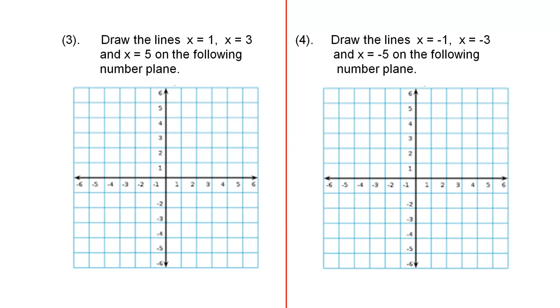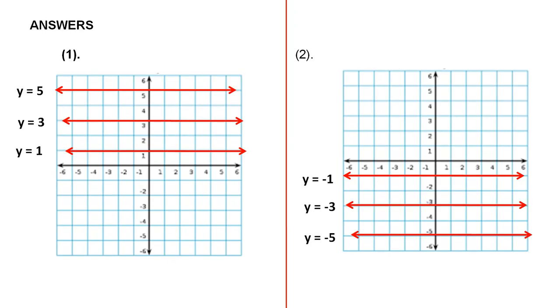Okay, we have 2 more slides coming up which have the answers. So here's the first slide. With this one, we can see that's the graph for y equals 1, that's the graph for y equals 3, and that's the graph for y equals 5. And those 3 red lines are parallel to the x-axis.